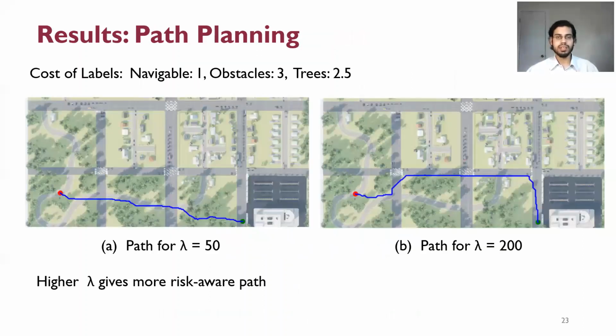In the path planning phase, the lambda parameter was used as a measure of risk aversion. The cost of navigable, obstacle classes, and the trees was set to 1, 3, and 2.5 respectively. As shown here, for higher values of lambda, which implies higher aversion to risk, the path tends to pass through regions with high certainty, which is roads in this case. On the other hand, lower lambda results in risk-adventurous planning, and the path may go through regions of low certainty.